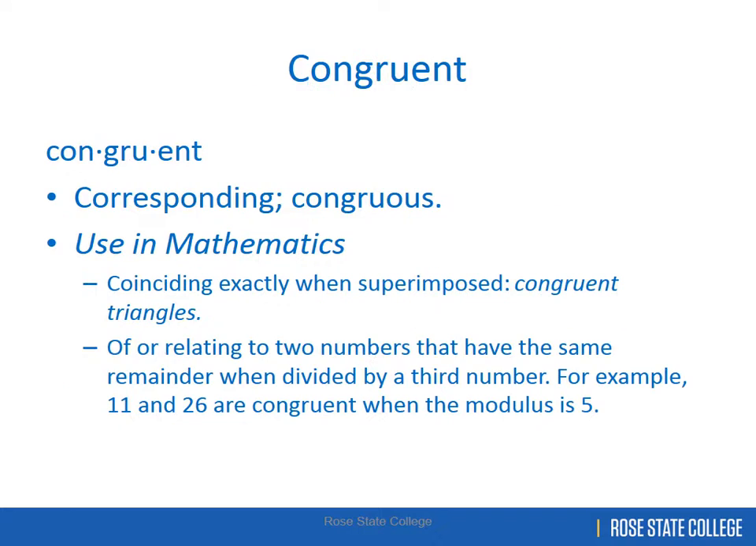Congruent: corresponding or congruous, coinciding exactly when superimposed, as with congruent triangles, or, and the one that really pertains to us, relating to two numbers that have the same remainder when divided by a third number. For instance, 11 and 26 are congruent when the modulus is 5. Again, it's not important you know this. It was in the definition before, so I put it in there for you.